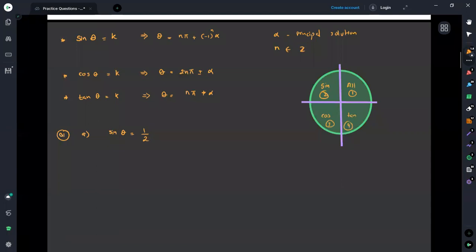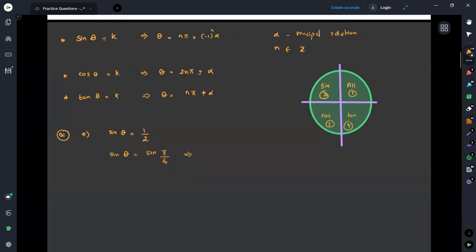Therefore, first we will try to identify a value associated with sine theta. Instead of half, we can write sine theta equals sine pi divided by 6. Instead of using degrees, we will prefer to use radian measures, because the equations are formed using radian measures. Now using this technique, we can find the principal solution.